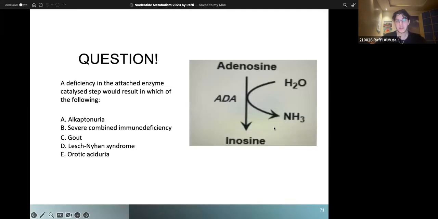Last question. A deficiency in the attached step would result in which of the following? So this is adenosine deaminase. If we have a deficiency in adenosine deaminase, what disease will we have? Which option? Okay, Selma is saying B. 231 is saying D. Okay, both of you write why you think your answer is correct. And if you don't know why your answer is correct, just say you don't know. It's fine.